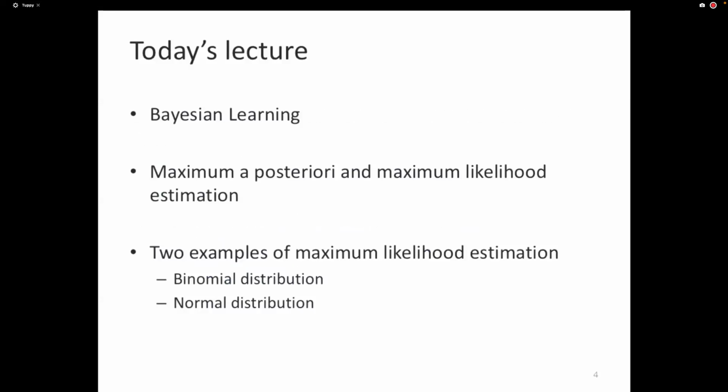Specifically, today's lecture is an introduction to Bayesian learning. We'll be looking at two named criteria for Bayesian learning, which are called maximum a posteriori and maximum likelihood estimation. And the hope is that by the end of today's lecture, we'll work out 2 examples that illustrate maximum likelihood estimation, one with a binomial distribution and one with a normal distribution. Realistically, I think we will probably have to move the normal distribution thing to the next lecture, but let's see. So let's start with Bayesian learning.